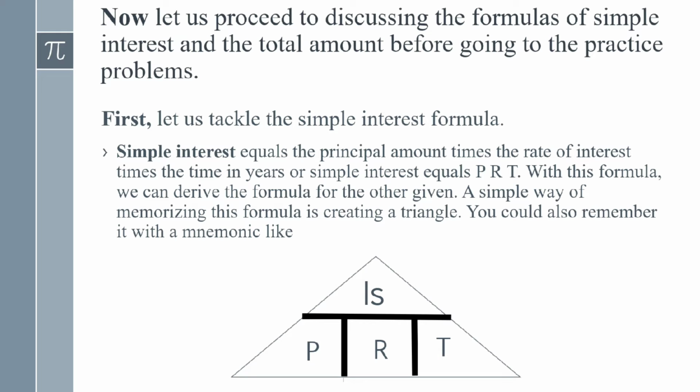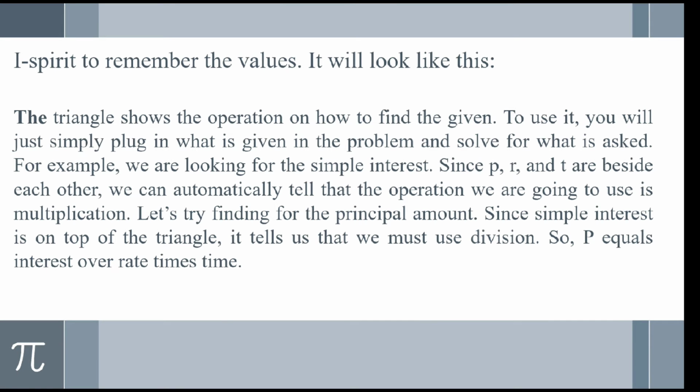A simple way of memorizing this formula is by creating a triangle. You could also remember it with a mnemonic like "I is spirit" to remember the values. It will look like this. The triangle shows the operation and how to find the given. To use it, you will just simply plug in what is given in the problem and solve for what is asked. For example, we are looking for the simple interest.